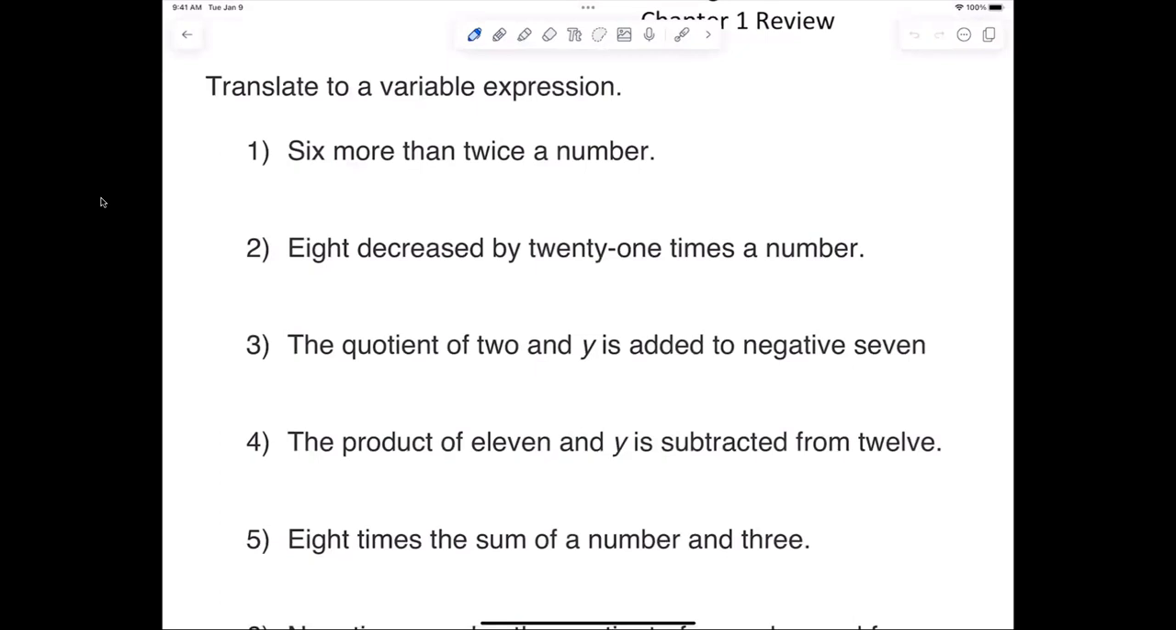6 more than twice a number. 6 more than means plus 6. Twice a number means multiply by 2. So it's just 2n plus 6. All right, 2n plus 6. Anybody have any problems with that?